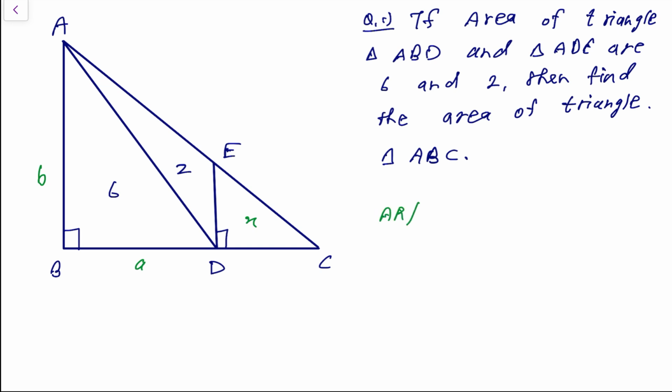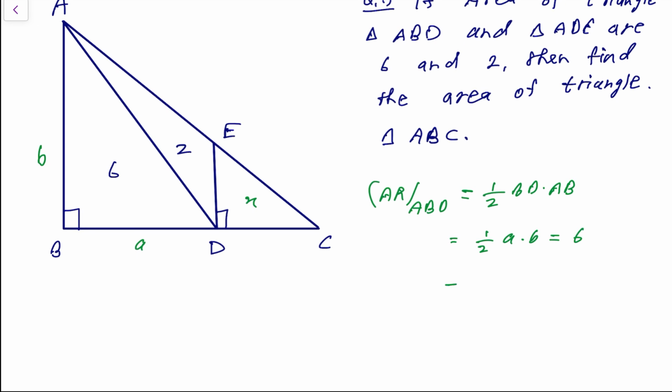The area of triangle ABD is equal to 1/2 times base, that is BD, times height, that is AB. So it can be written as 1/2 times BD, that is small a, and AB, that is small b. It is also given that the area of triangle ABD is 6. So from here we can conclude that ab is equal to 12. Let's call it equation number 1.